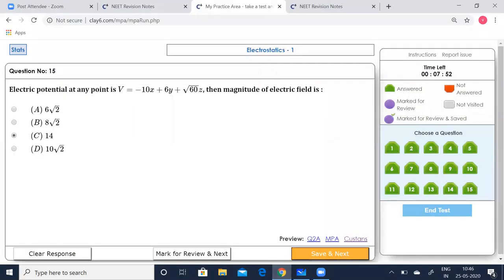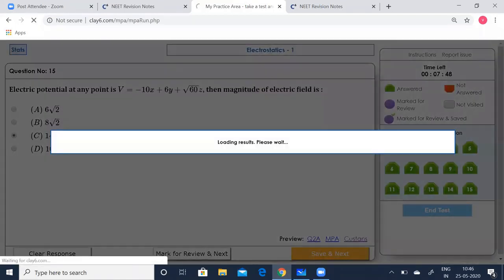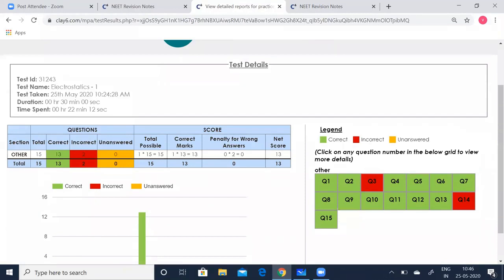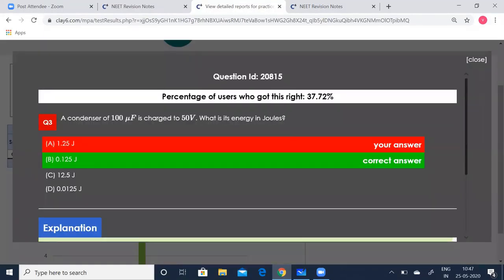Save that. So we have completed the test. End the test. Say yes. The results are loading. It says 2 answers are incorrect. Let's see which is correct. So 0.125 volts. Now it says my answer was 1.25. So the correct answer is 0.125.